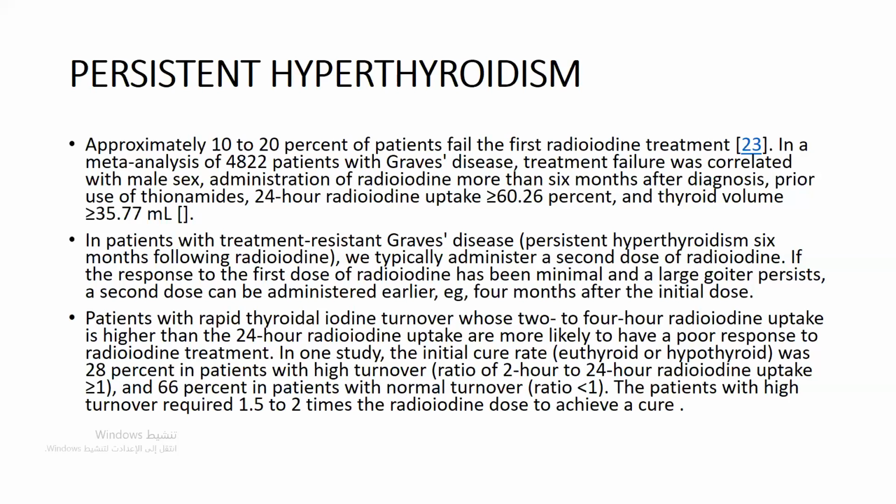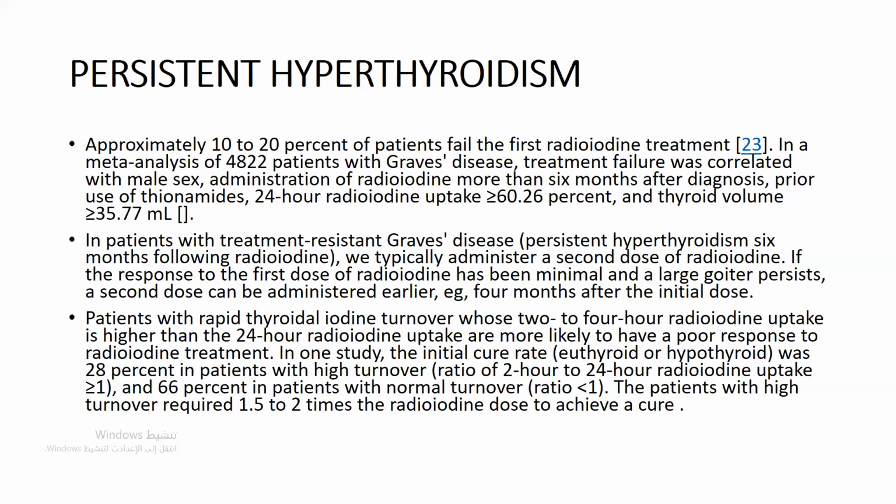For patients with treatment-resistant Graves' disease, with persistent hyperthyroidism 6 months following radioiodine, administration of a second dose of radioiodine is recommended. If the response to the first dose of radioiodine has been minimal and a large goiter persists, the second dose can be administered earlier, for example, after 4 months.